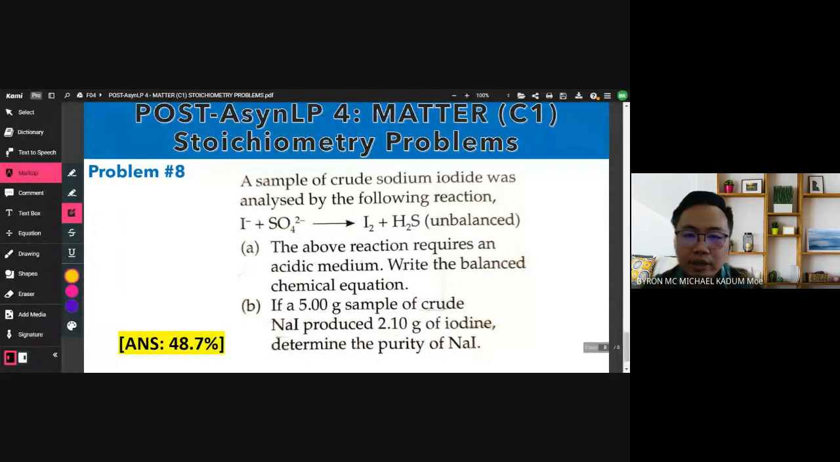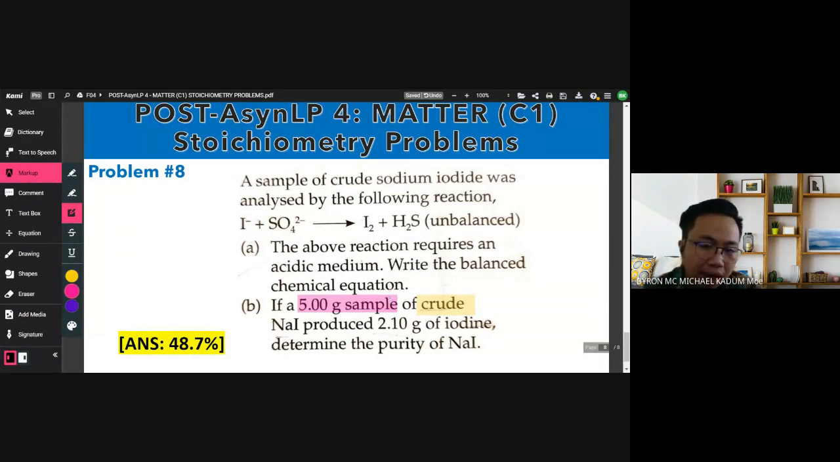Over here, I would like to draw your attention on the word crude. Ini maksudnya dalam sampel ni, inside this 5 grams of sample, we are not only going to have NaI, but we have something else. Kita ada impurity dalam tu. Okay? So dalam 5 gram of sample ni, dia mau tahu berapa peratus NaI sebenarnya dalam 5 gram ini.